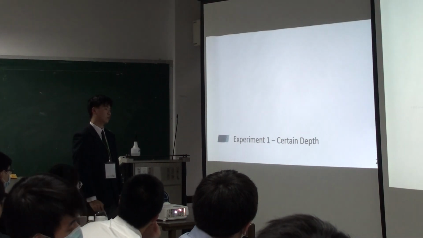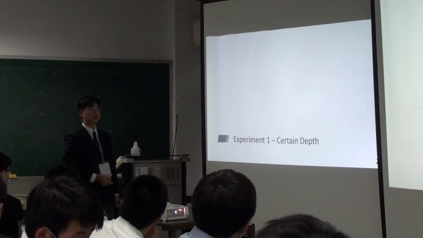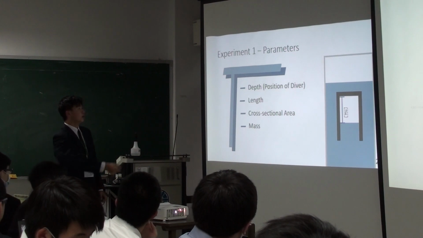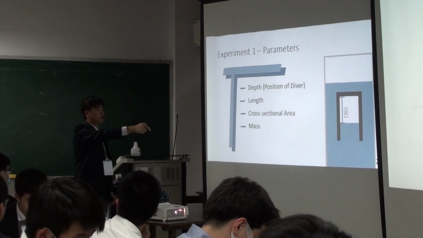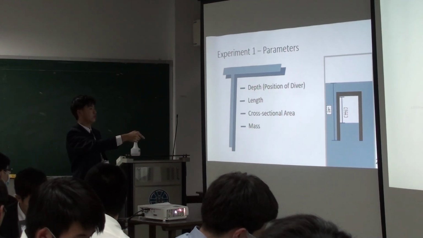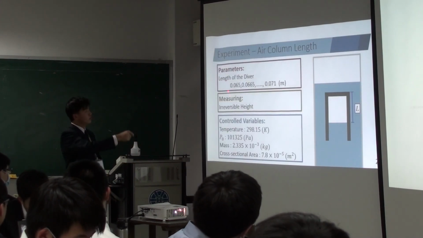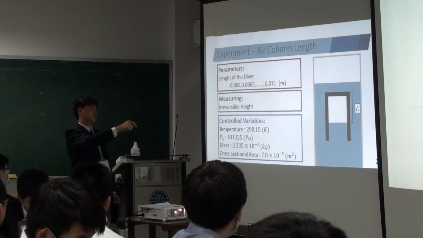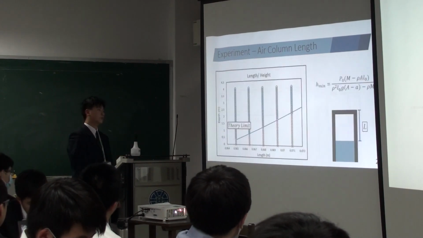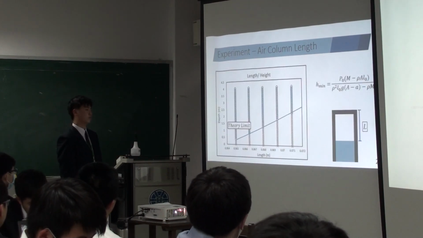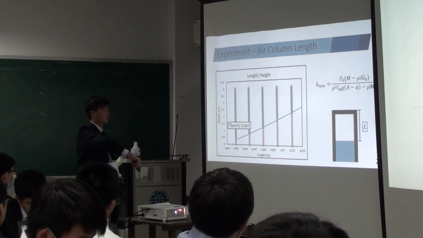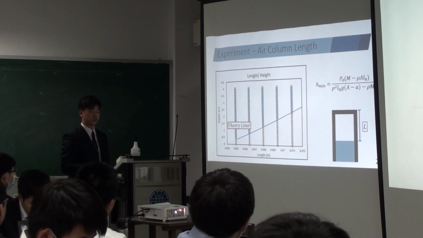And our experiment one is about the critical depths for irreversible situations. These are the parameters, including the depth of the position of the diver, the length, cross-sectional area, and the mass of the diver. Our first experiment is the length of the diver. We have all variables controlled, and this is our experimental data. As you can see, when the length increases, the depth of irreversible situation also increases.